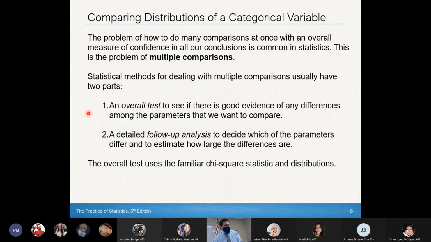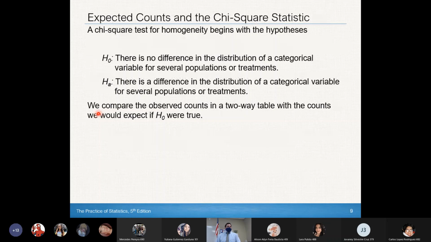All right, so we're going to be specifically looking at this first step here. So we have expected counts and the Chi-Square Statistic. The Chi-Square test for homogeneity begins with the hypotheses. Null hypothesis: there is no difference in the distribution of a categorical variable for several populations or treatments. And the alternative: there is a difference in the distribution of a categorical variable for several populations or treatments.